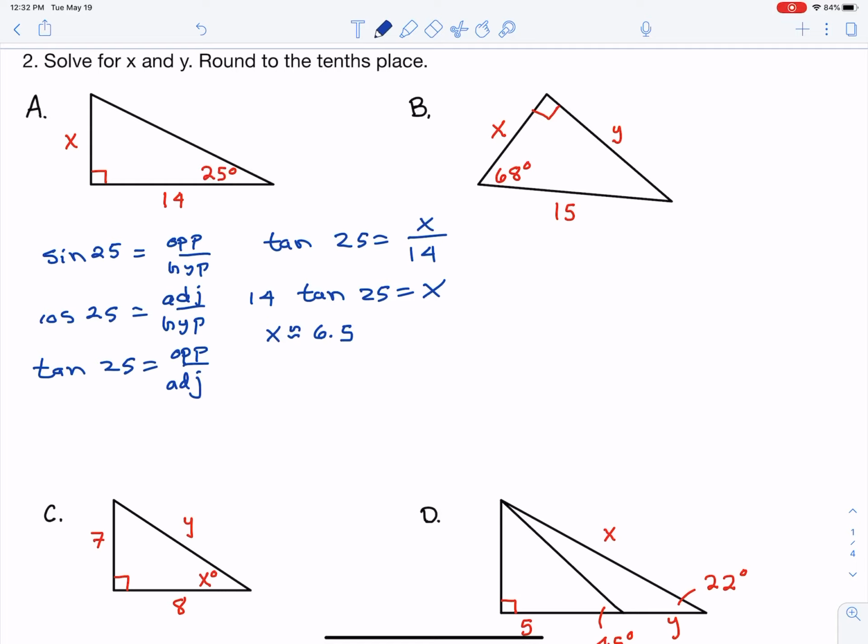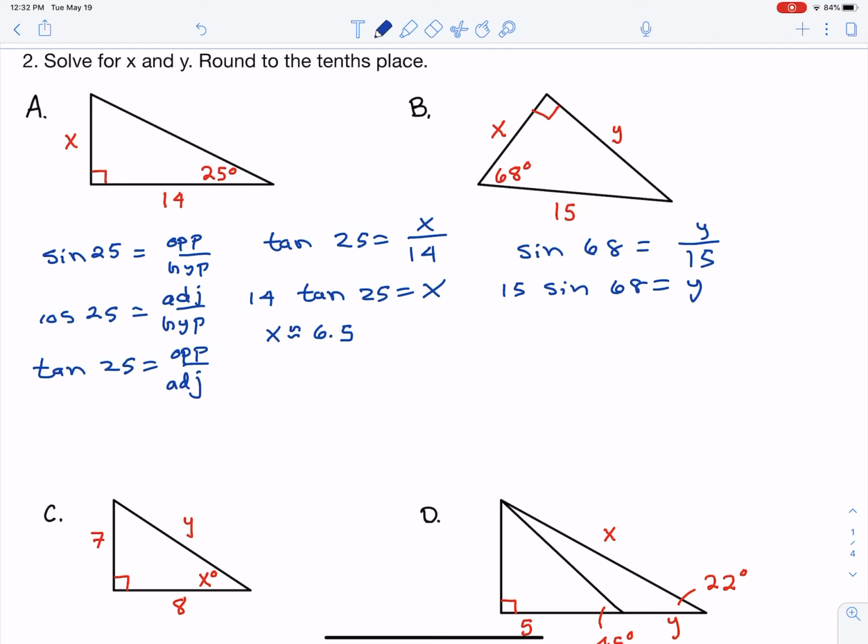So in order to find y, I'm going to say the sine of 68 equals y over 15. And you might be saying, well, why sine? Well, because sine involves the angle, the side opposite, and the hypotenuse. I was given 15, so that's perfect. So I get 15 times sine 68 equals y.